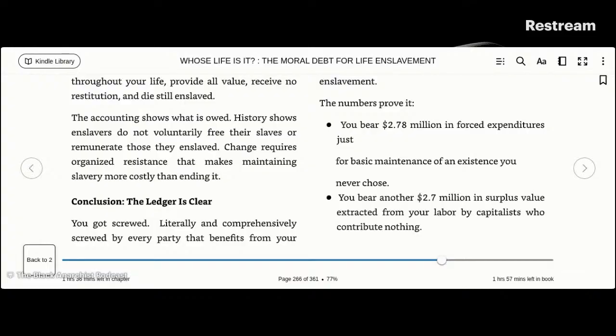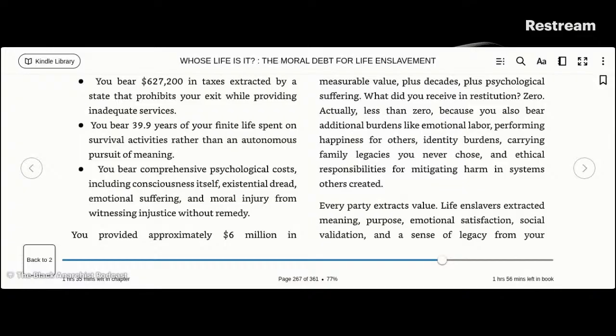The numbers prove it. You bear 2.7 million in forced expenditures just for basic maintenance of an existence you never chose. You bear another 2.7 million in surplus value extracted from your labor by capitalists who contribute nothing. You bear 627,200 in taxes extracted by a state that prohibits your exit while providing inadequate services. You bear 39.9 years of your finite life spent on survival activities rather than an autonomous pursuit of meaning. You bear comprehensive psychological costs, including consciousness itself, existential threat, emotional suffering, and moral injury from witnessing injustice without remedy.